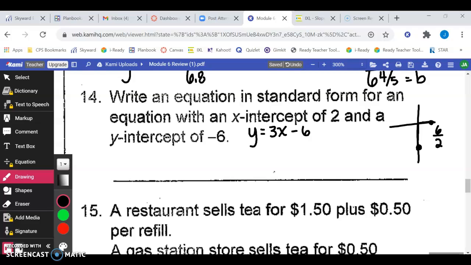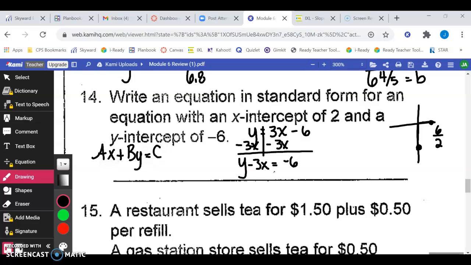So we could have y equals 3x, and then we know our y-intercept is -6, so -6. Standard form has to have that number without the x or the y, so in this case the -6, all by itself. So I am going to minus 3x from both sides. So I have y minus 3x equals -6. And remember, standard form was ax plus by equals c. So the x has to be first, so I'm just going to flip it around. -3x, the y is positive, equals -6. So there is our standard form.